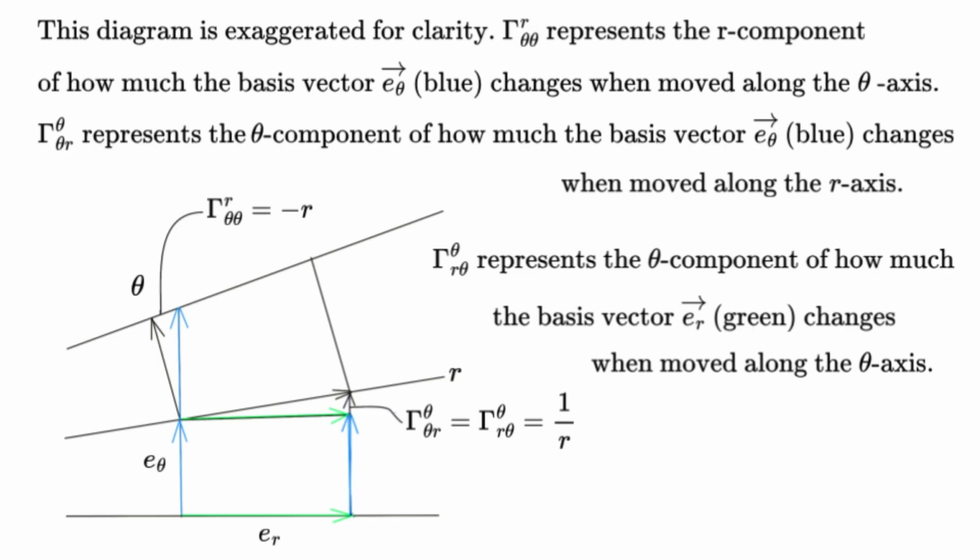This diagram is exaggerated for clarity. Gamma r theta theta represents the r component of how much the basis vector e theta, blue, changes when moved along the theta axis. Gamma theta theta r represents the theta component of how much the basis vector e theta, blue, changes when moved along the r axis. Gamma theta r theta represents the theta component of how much the basis vector e r, green, changes when moved along the theta axis.